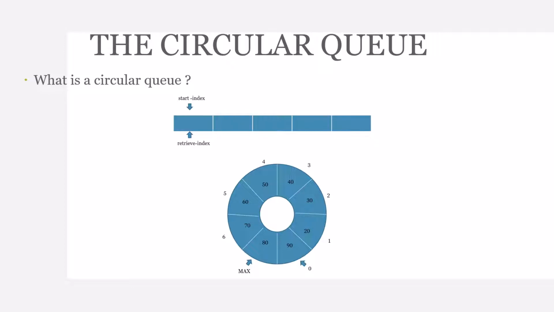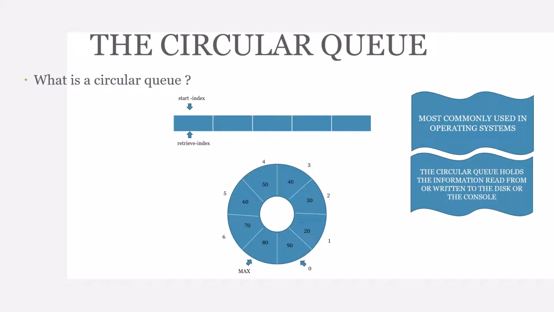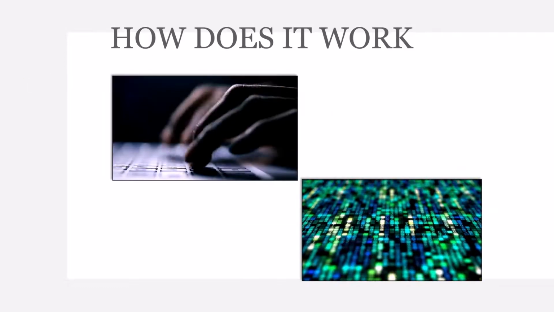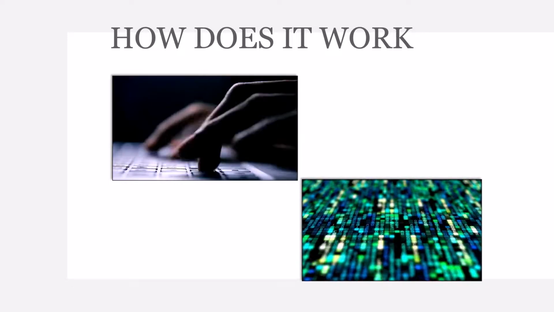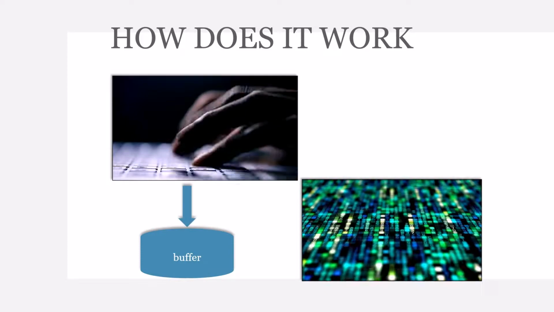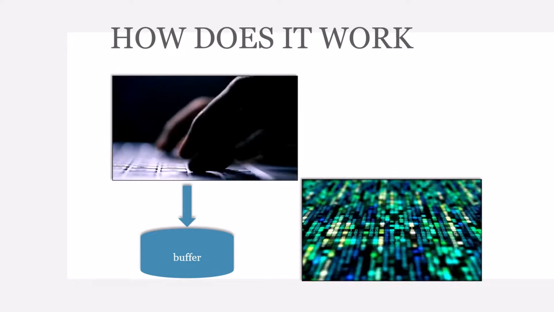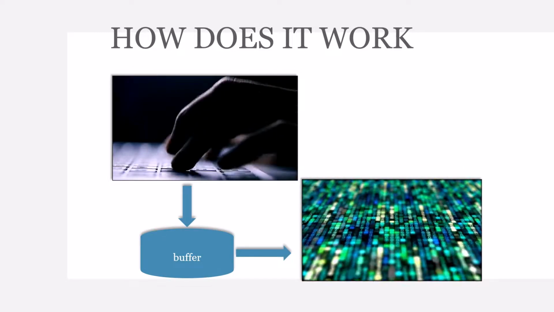Now, where is this circular queue concept used? It's most commonly used in operating systems. Why? Because it's used to store information read or written to the disk or the console, right? You could also think of it as being something like this. You're typing on the keyboard, but the processor is busy doing something else. So what you're typing on the keyboard goes into a buffer. And when the processor has some idle time, from the buffer, whatever you typed in is taken and processed, right?